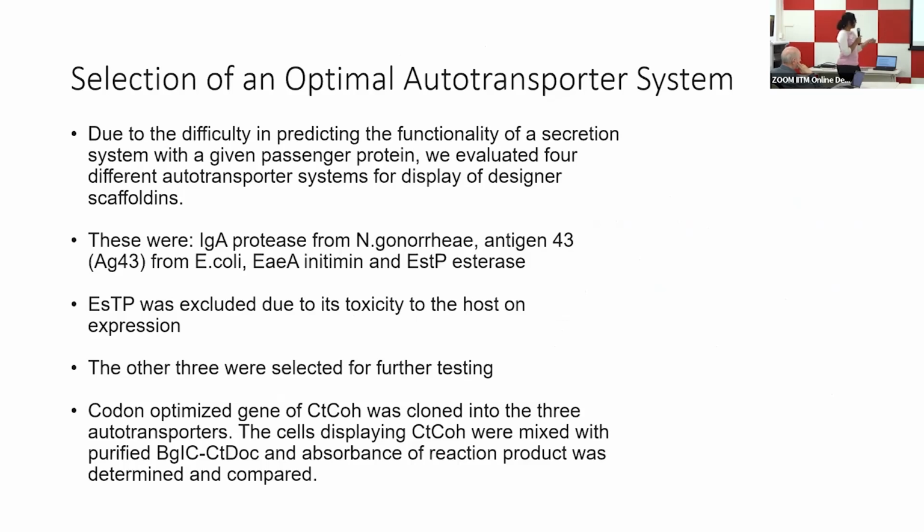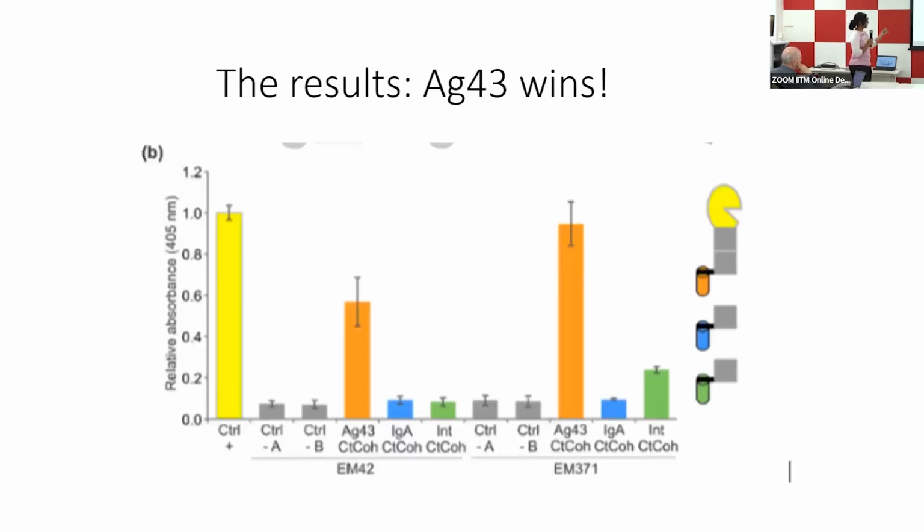In our test, we cloned the codon optimized gene of the CT cohesin with the 3 autotransporters, and then this was mixed with the BGIC CT dockerin. This is what our result was.